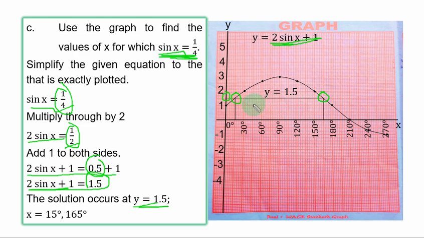Then you trace the 2 points to the s-axis. Notice that one line is 3 degrees, here is 15 degrees, and this place is 165 degrees. Here you start counting from 0, here you start counting from 150 to this point. So that is the solution of the equation. The values of s are 15 degrees and 165 degrees.